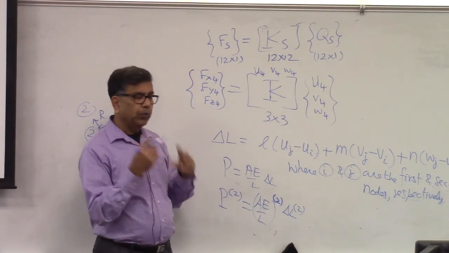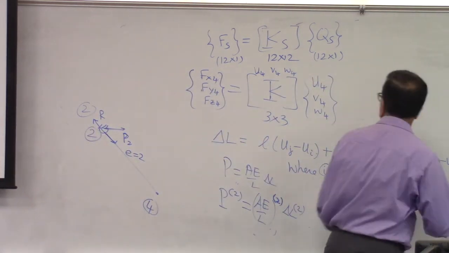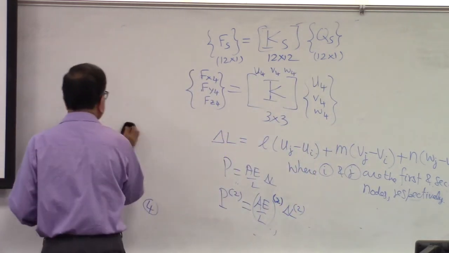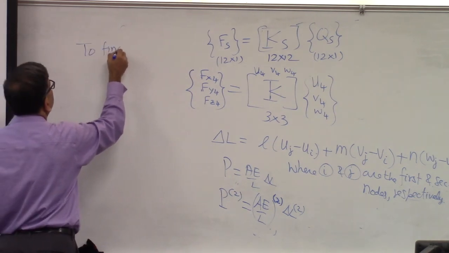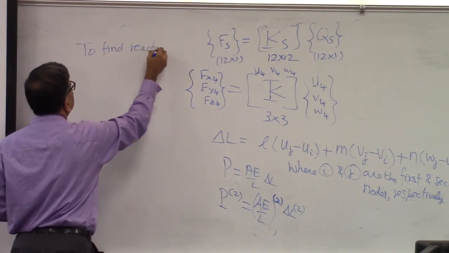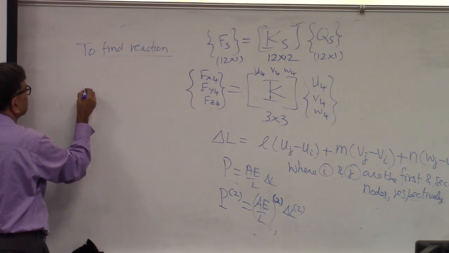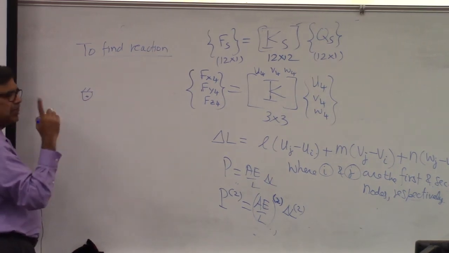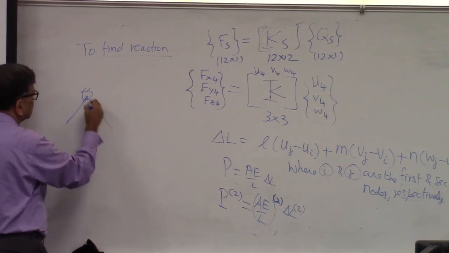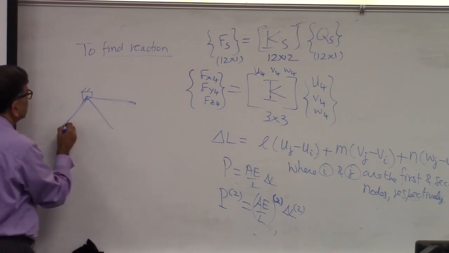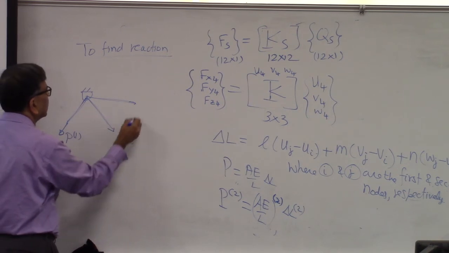So what we do is we go back to the nodal equilibrium. So at a joint, I can do it here itself. To find the reaction, this is what you do. It is explained in the book also. So suppose you want to find the reaction at this node. In this example there is only one element, but in general there may be several elements connected to this joint. So you calculate the forces P1, P2, P3.